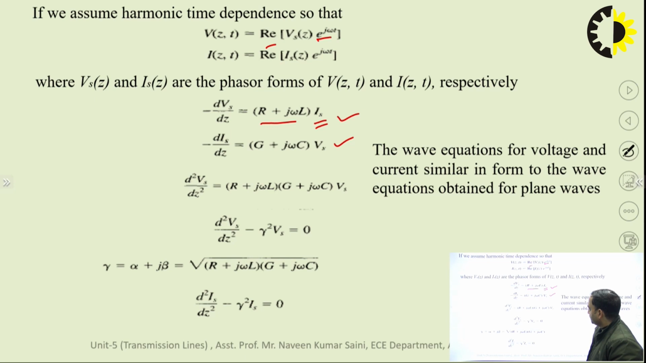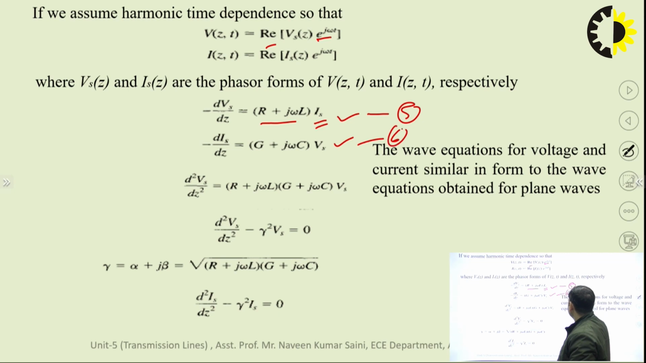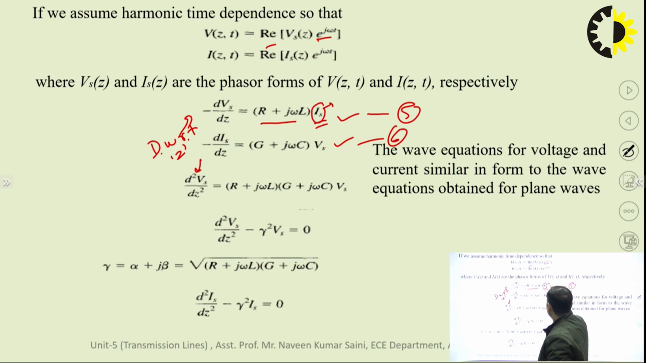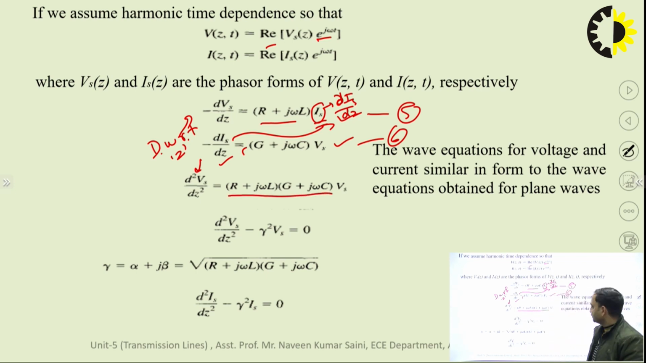So what you need to do, because we have this equation, this is equation number 5, this is equation number 6. So we will differentiate this equation with respect to z. This equation will become like this, and when you are differentiating, this term will become dIs upon dz. So we can put dIs upon dz from here into this equation. When we do this, the expression we get is (R plus j omega L) into (G plus j omega C) into Vs.